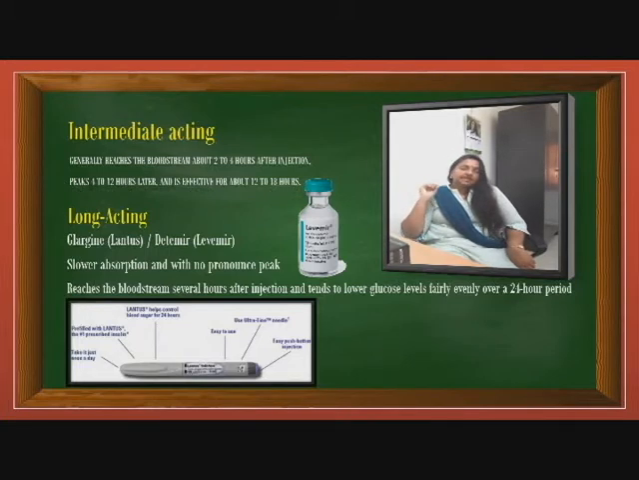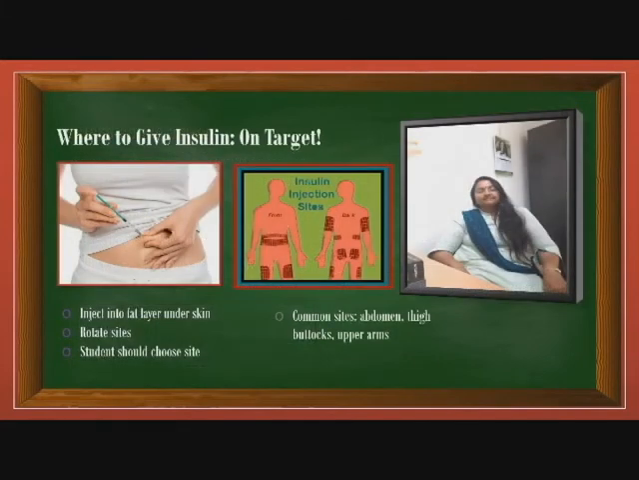Then comes intermediate acting insulin. In intermediate acting insulin, the insulin begins to take effect nearly 4 hours after injection, and the peak action will be around 8 to 12 hours, and after 12 hours, the action will definitely be receding, and beyond 18 hours usually.